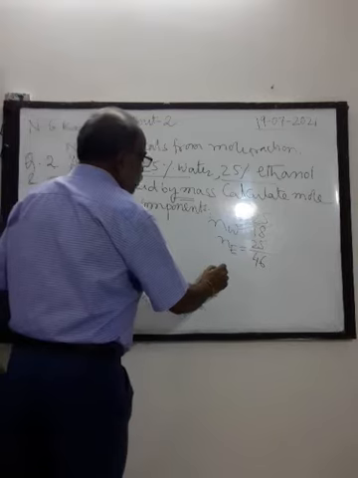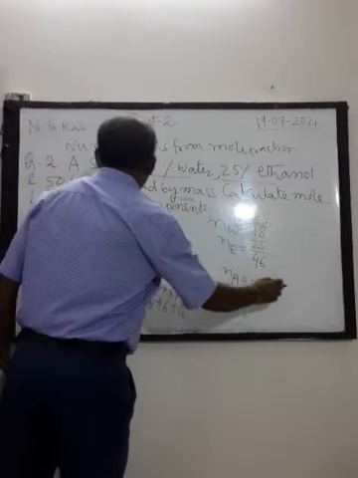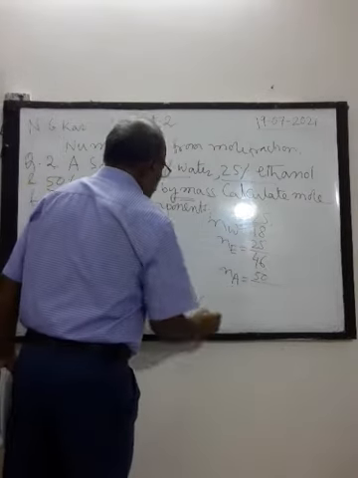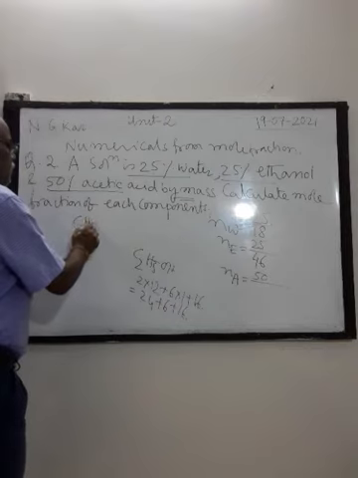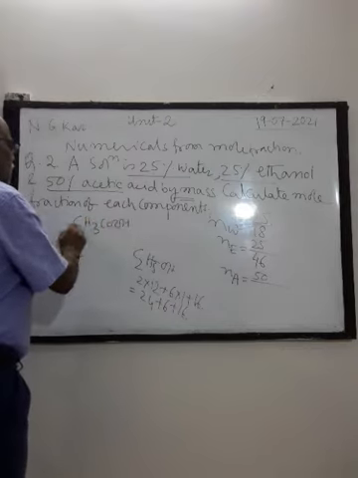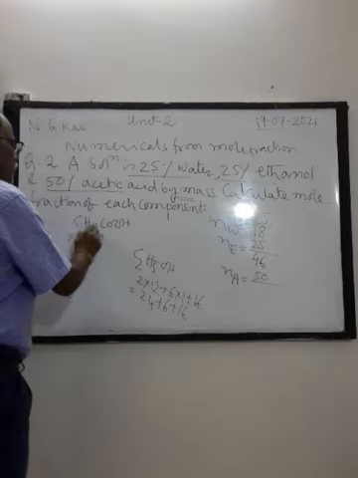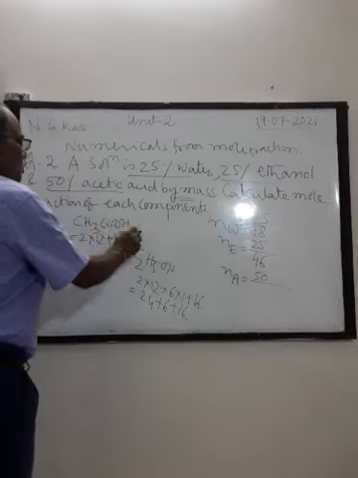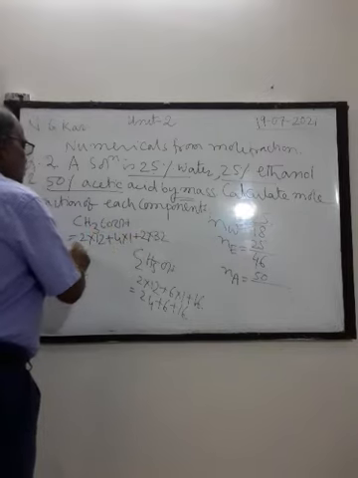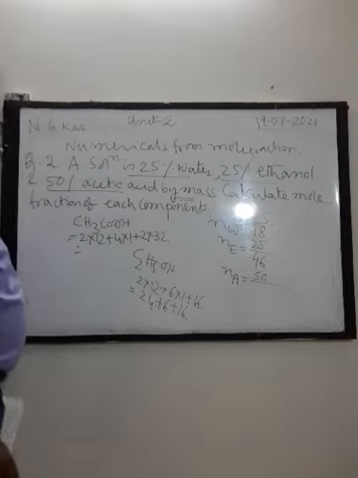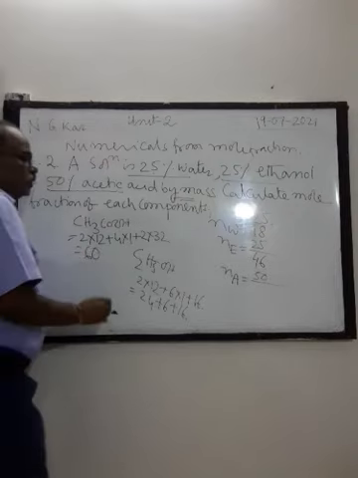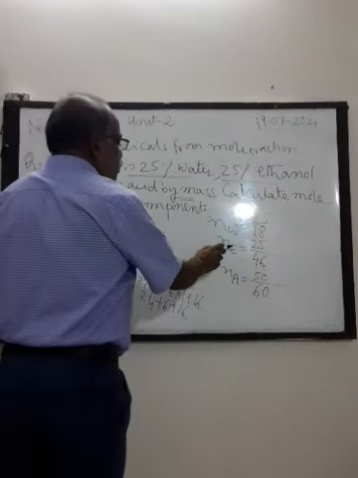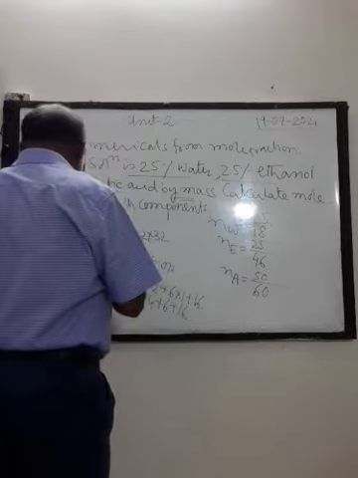And finally, the number of moles of acetic acid. Here it is 50% acetic acid by mass, so 50 divided by the molar mass of acetic acid. This is the formula of acetic acid: 2 carbon, 2 into 12, 4 hydrogen, 4 into 1, plus 2 oxygen, 2 into 16, which is equal to 60. So this is the number of moles of water, ethanol and acetic acid.